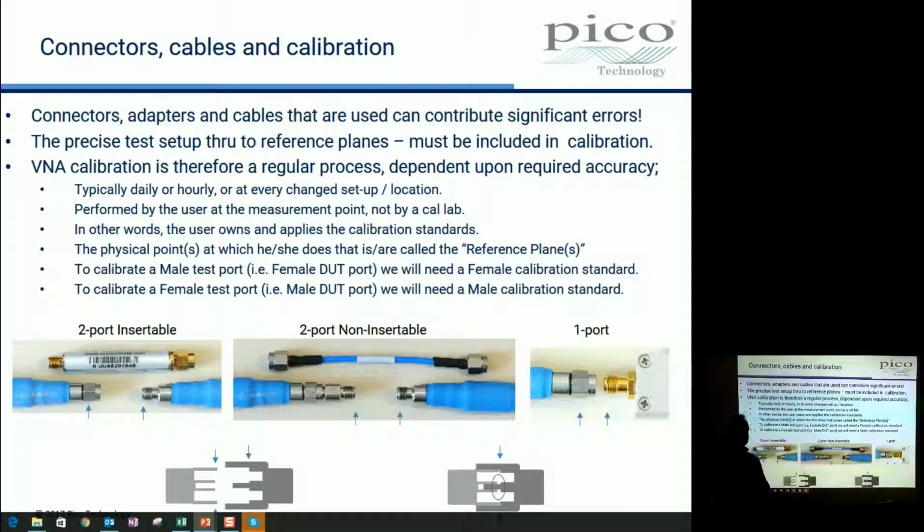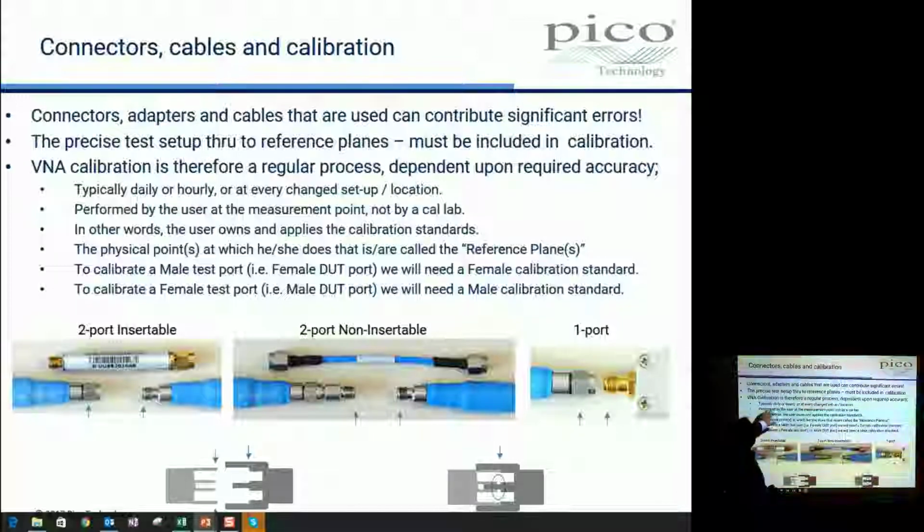Right, so connectors, adapters, cables that we use are all going to contribute significant errors in their own right. The precise test setup through to the reference planes, remember we were putting reference plane markers on all of these things earlier, that precise setup must be included in the calibration. VNA calibration is therefore a regular process dependent upon required accuracy.